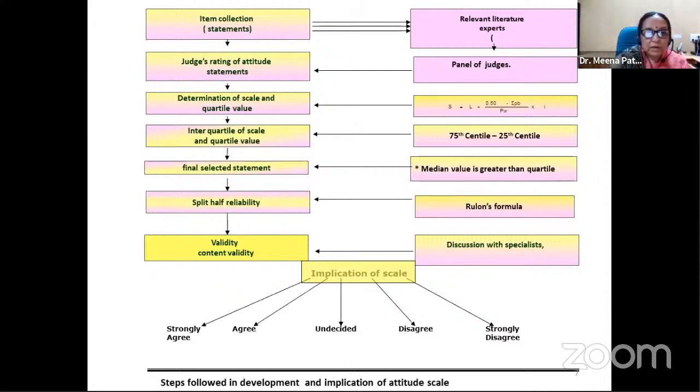Say, the steps followed in the development and implication of an attitude scale. Here is a common chart, that is, you have to select some statements.